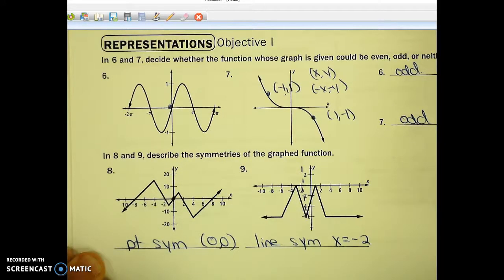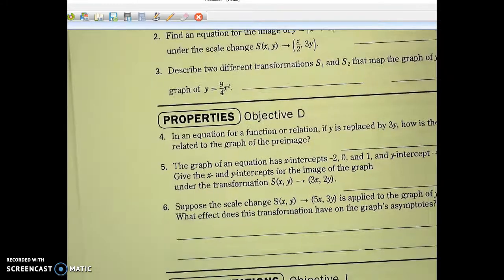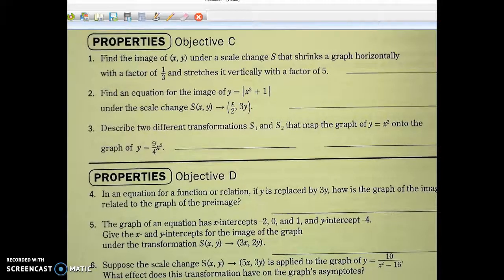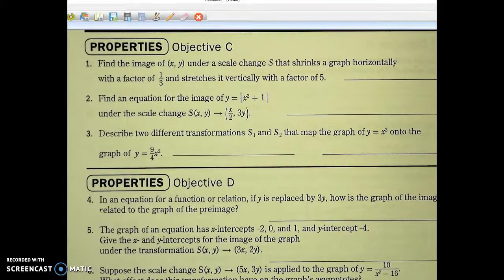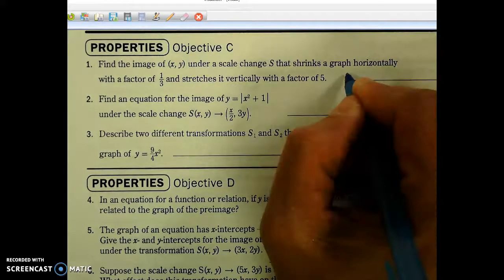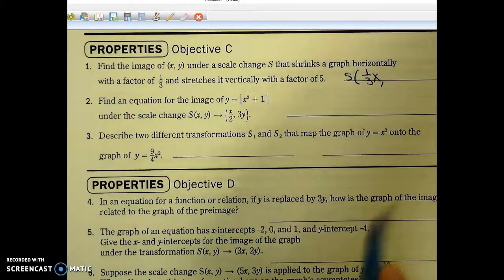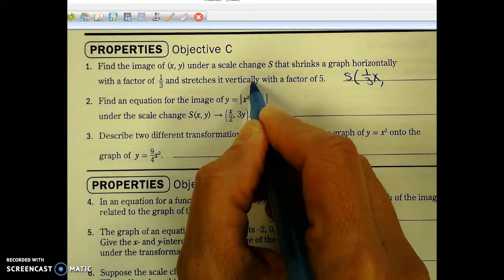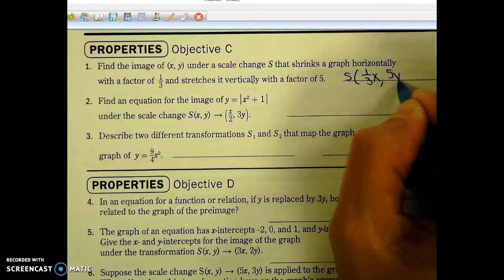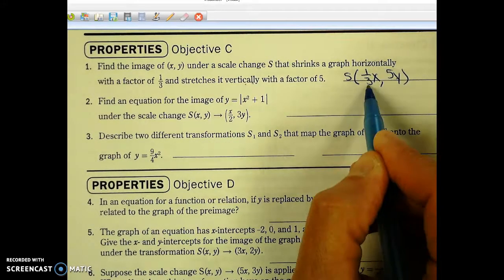Okay, moving on to lesson 3.5. Find the image. So I think what they're asking us for is actually to write the rule. So I have a shrink horizontally by 1/3, so that would be 1/3 x, and stretches vertically by a factor of 5, so that would be 5y. Remember, if it's vertical, it affects your y. If it's horizontal, it affects your x.